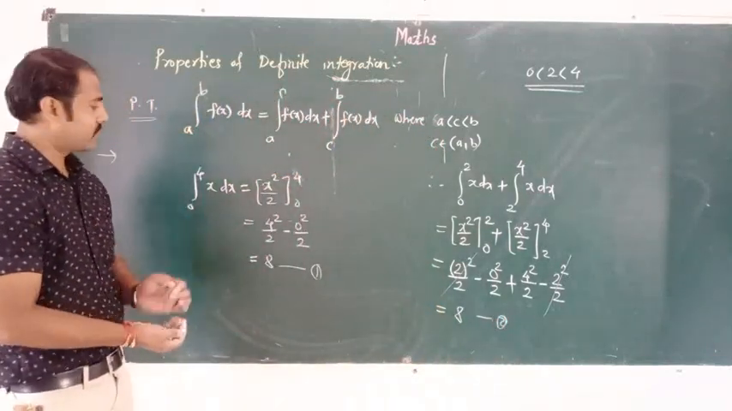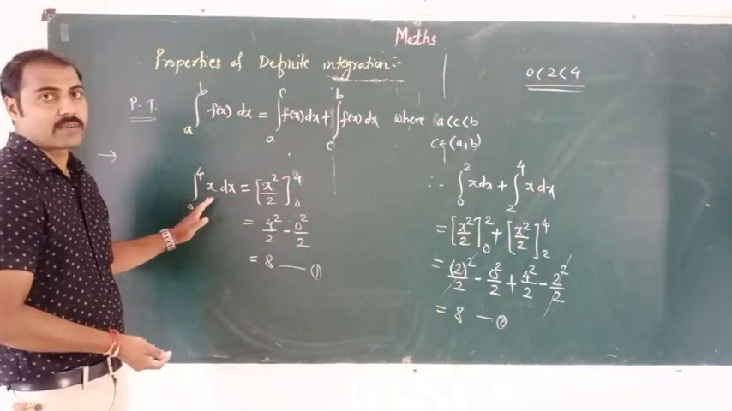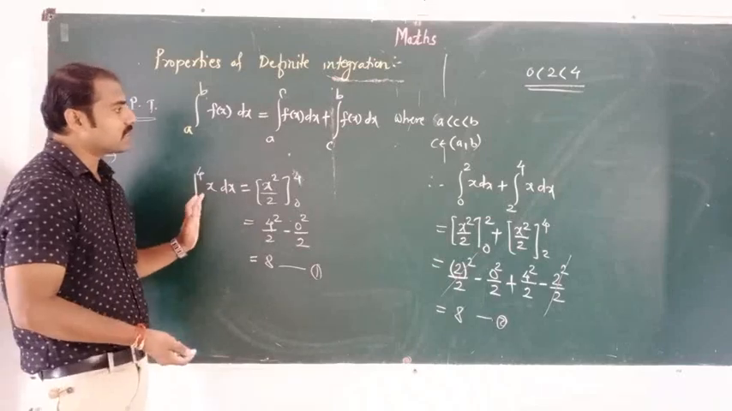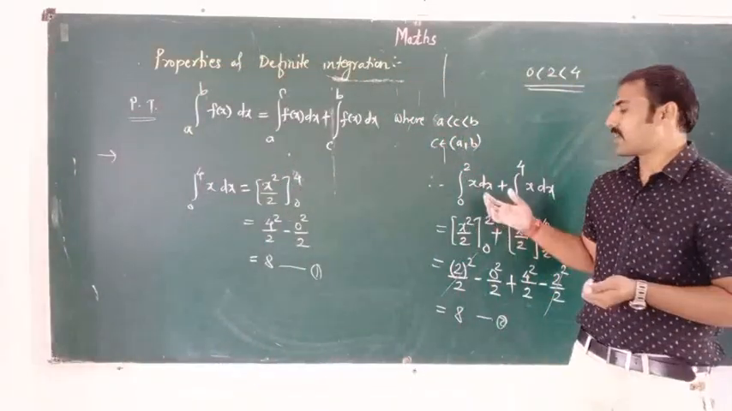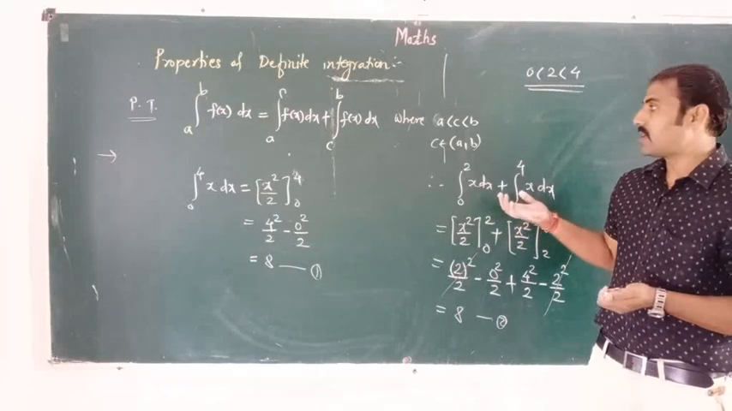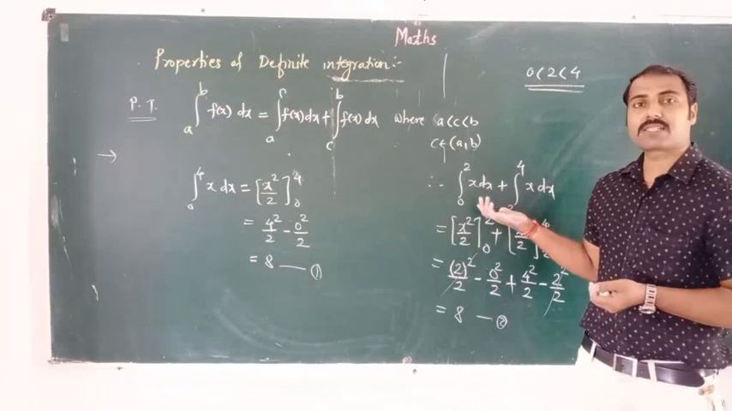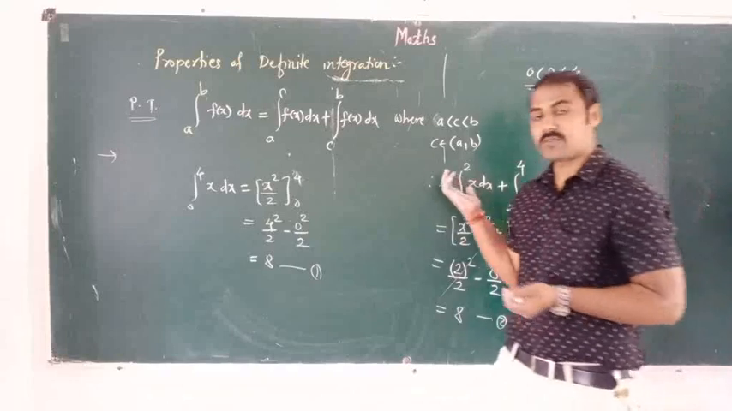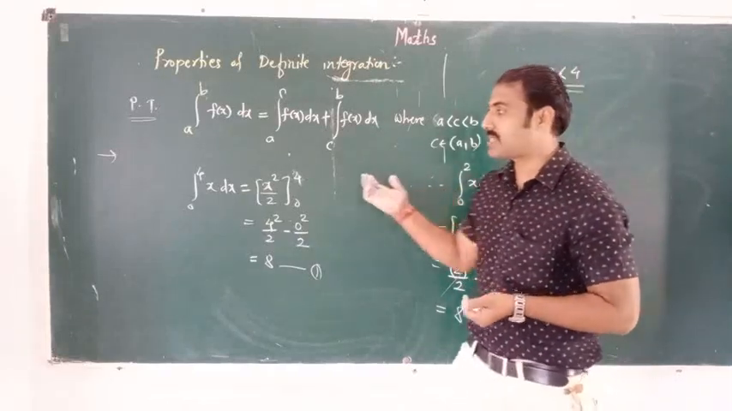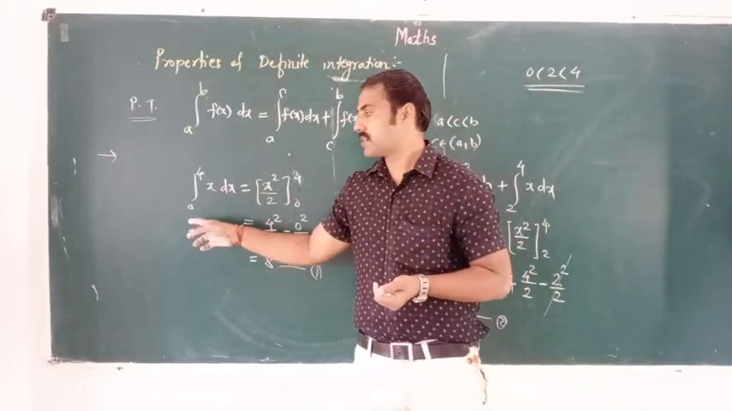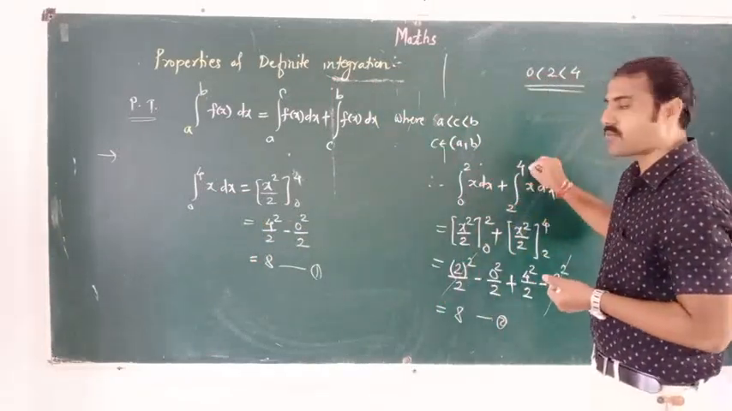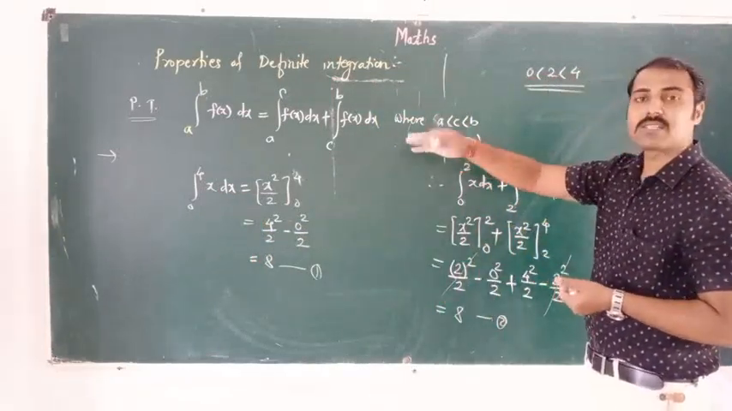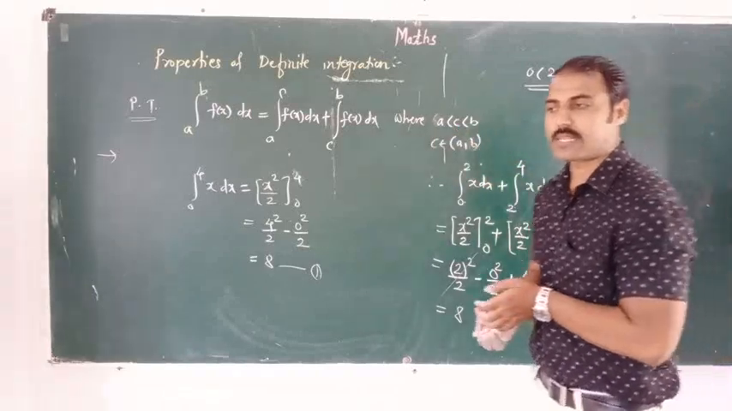RHS are same, which means if there is a single integration, then we can write that single integration as two different integrations. Or if there are two different integrations, then we write those two integrations as a single integration continuously from 0 to 4. Here 0 to 2 and 2 to 4. So directly we write 0 to 4 f of x dx.